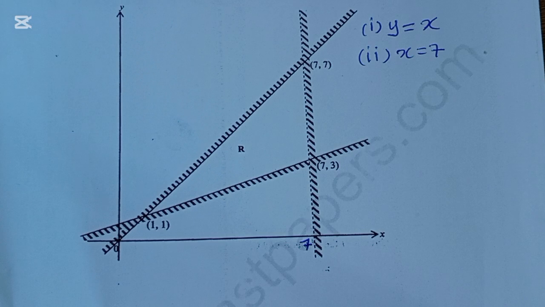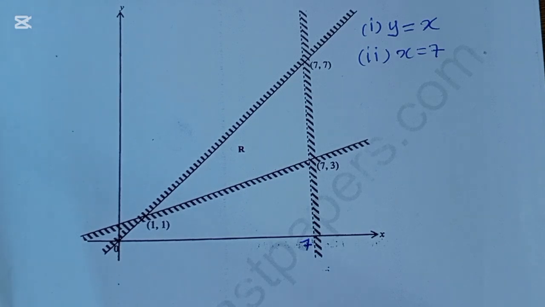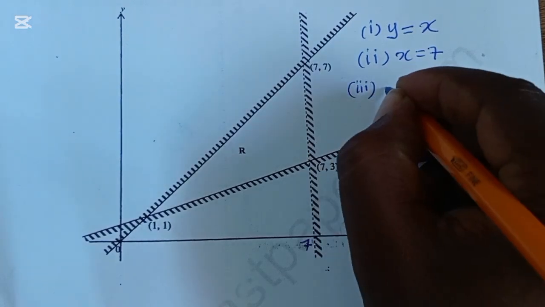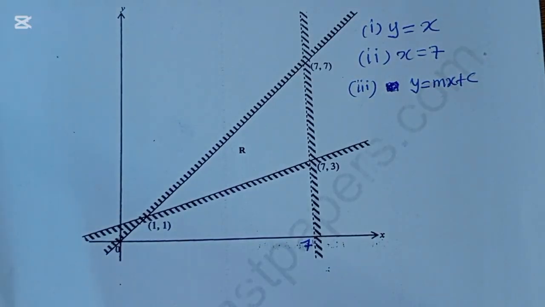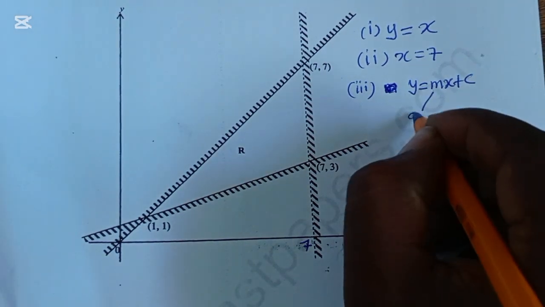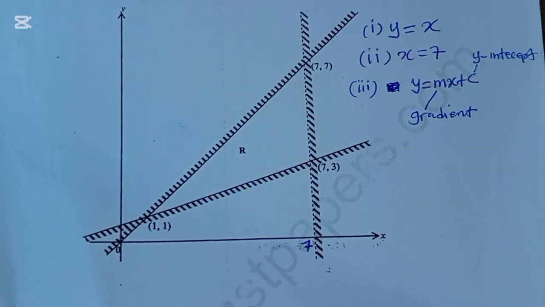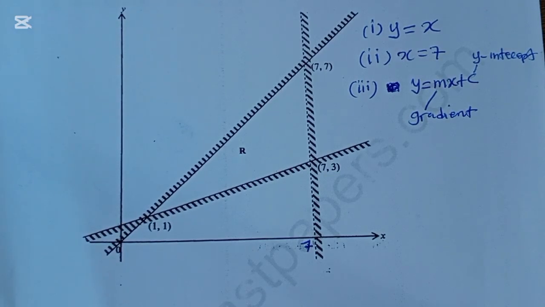Then we've got the third line, which is this line. So this one, it is not a special case line. If it is not a special case line, you use this formula. Y is equal to mx plus c. So that is the equation that we need to use, where m, it is gradient, c, it is the y-intercept. So in this line, we don't know the y-intercept there. So we're going to start by finding m, which is gradient.